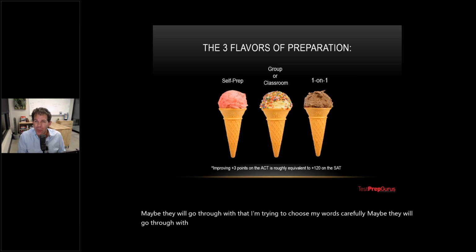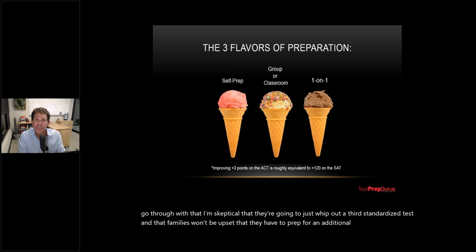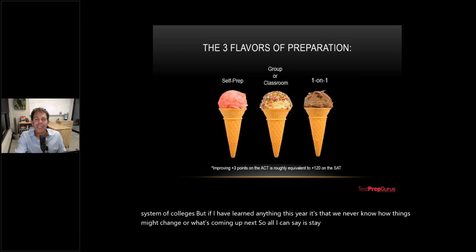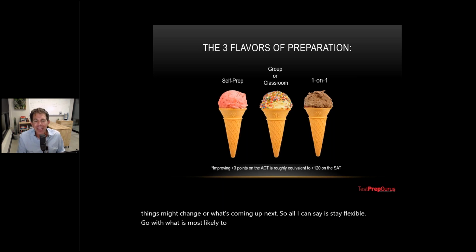I'm skeptical that they're going to just whip out a third standardized test, and that families won't be upset that they have to prep for an additional test just for this one system of colleges. But if I have learned anything this year, it's that we never know how things might change or what's coming up next. So all I can say is stay flexible. Go with what is most likely to happen, which is that the SAT and the ACT will play a role in your applications. If this new test pops up at some point in the future, we'll deal with that then.